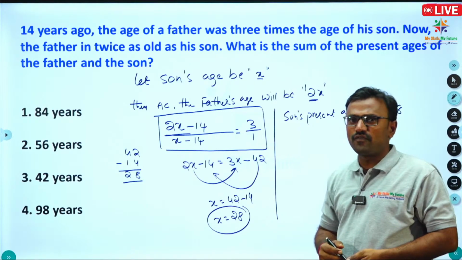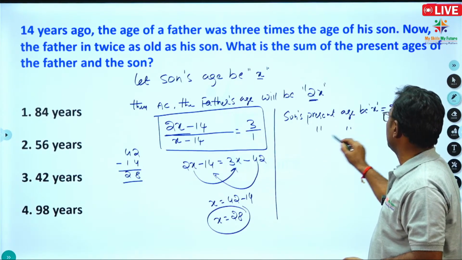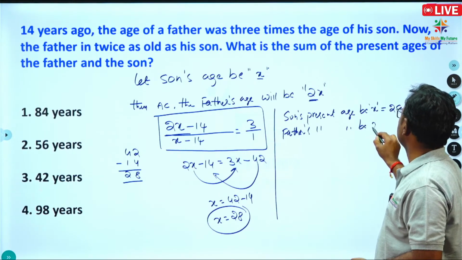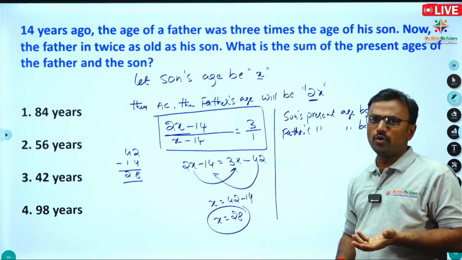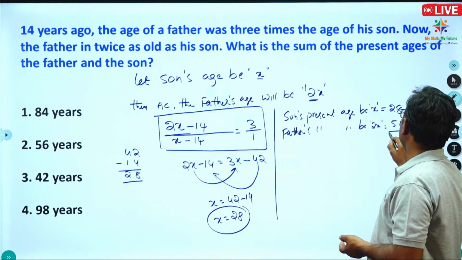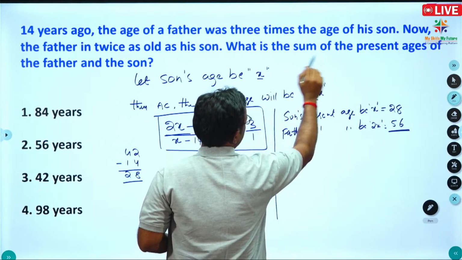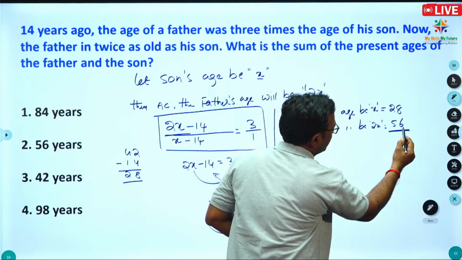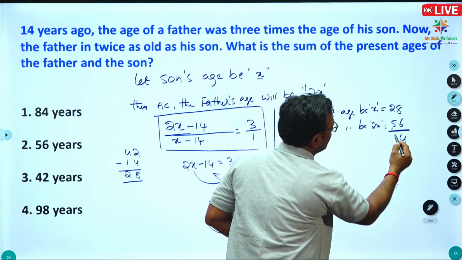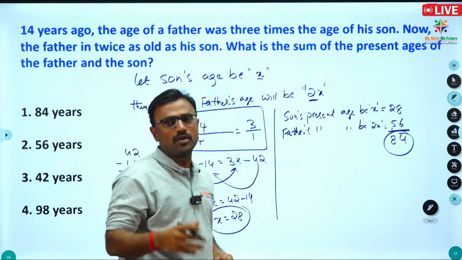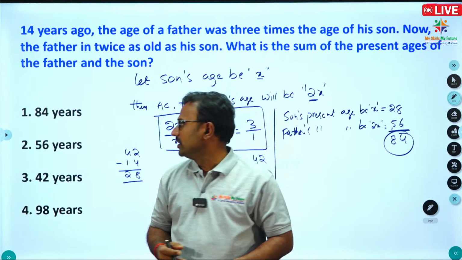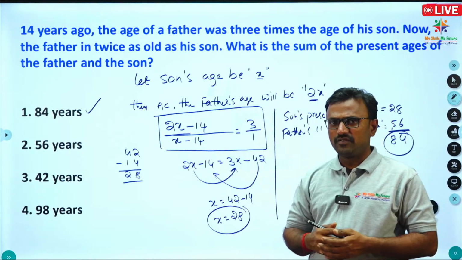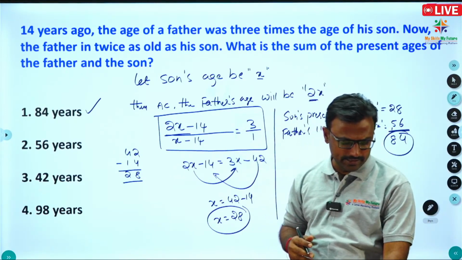What about the present age of father? Father's present age is 2x. So 2 into 28, 56. So this is the present age. What is the question? What is the sum of the present ages of father and son? If we sum these values, we get the total age of father and son. So 8 plus 6, 14, 84. 84 is the sum of the present ages of father and son. So which option is there? Option 1. So we can see at least one question in ages. Next question.